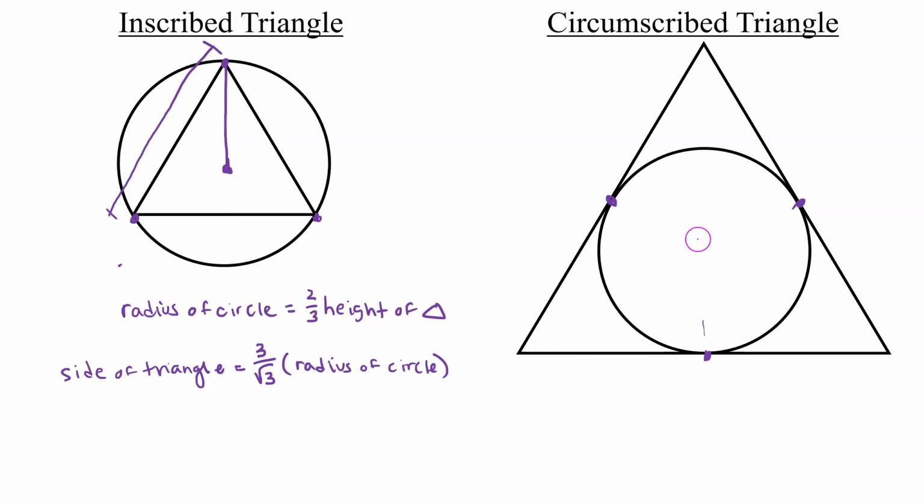So now let's take a look at the opposite situation. The triangle is circumscribed about the circle, so it's on the outside. Let's draw the center of our circle, and let's draw the radius down. So now the radius of the circle is only 1/3 the height of the triangle.